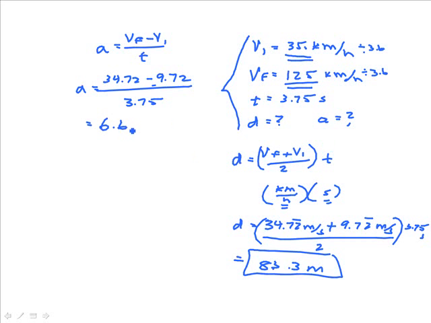All right, 6.666 meters per second squared, or we would round that to 6.67 meters per second squared. So the displacement during this acceleration was 83.3 meters, and the acceleration was 6.67 meters per second squared.